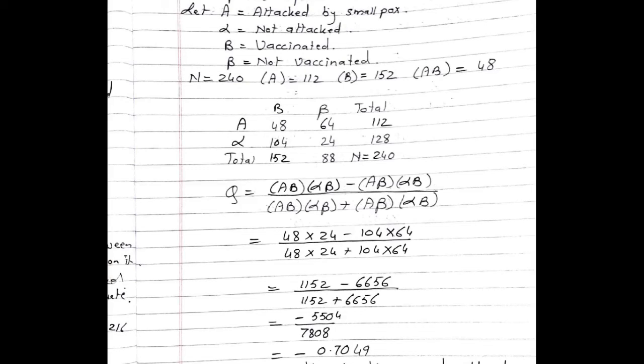So write down the 2x2 contingency table as A, alpha, total, B, beta, total, and replace the values which are given in the problem statement. The values which are given are frequency of class A is 112, frequency of N is 240. So we'll start with N is equal to 240. Frequency of A is 112. Frequency of B is 152. And frequency of AB is equal to 48. So these four values are given to us.